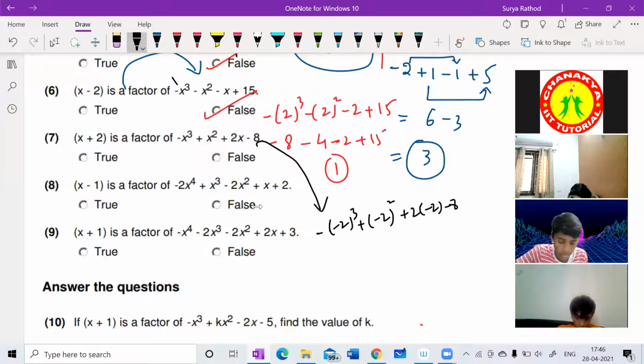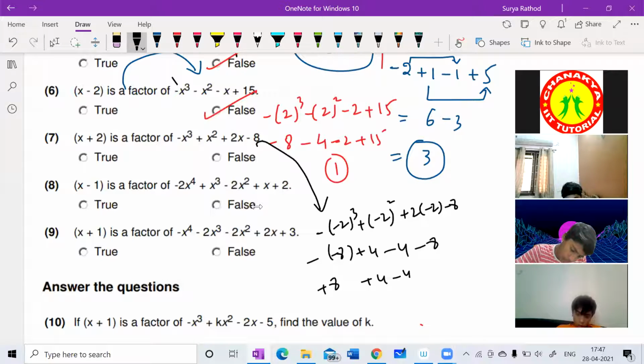You can solve the 10th question as well, those who are done with the questions. So minus 8, plus 8 you will be getting here. So plus 4 minus 4 minus 8, which is 0. So it's true. I'm getting true. Yeah, the seventh one is true.